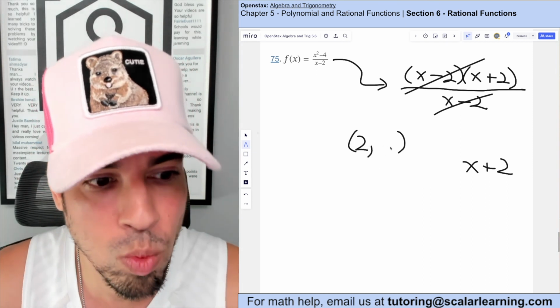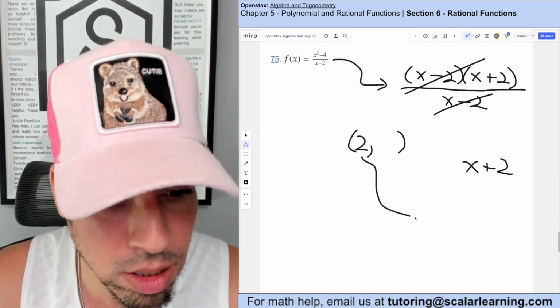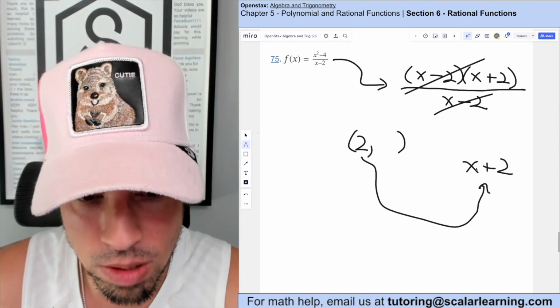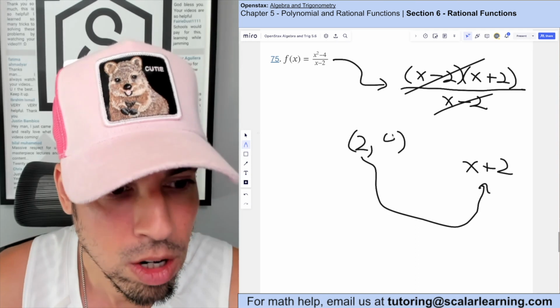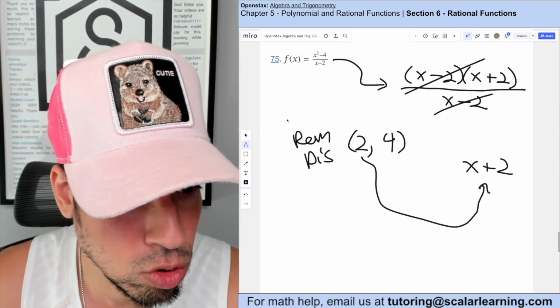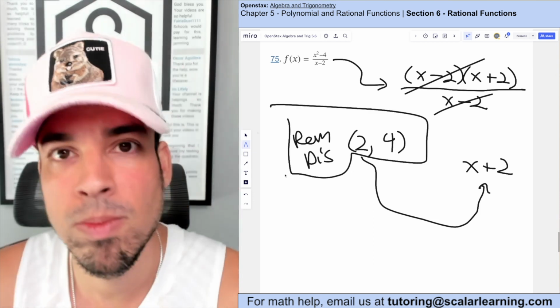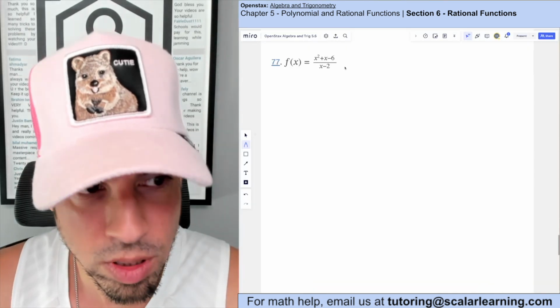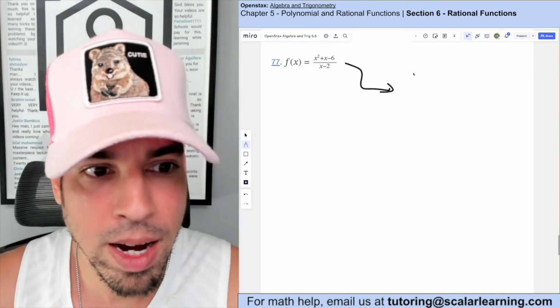But 2 comma what? Well, to figure that out, we plug this 2 back into the simplified version, and we get 2 + 2, which is 4. So here's my removable discontinuity at 2 comma 4. Boom, done.